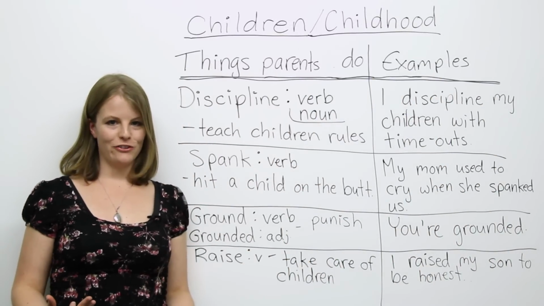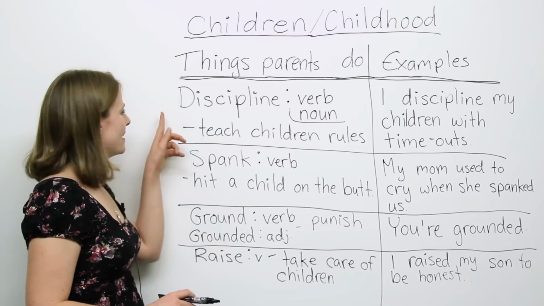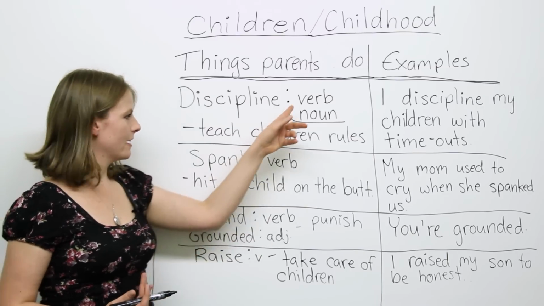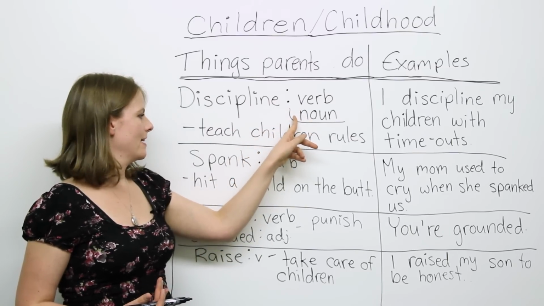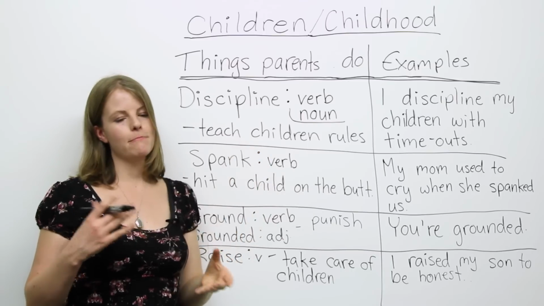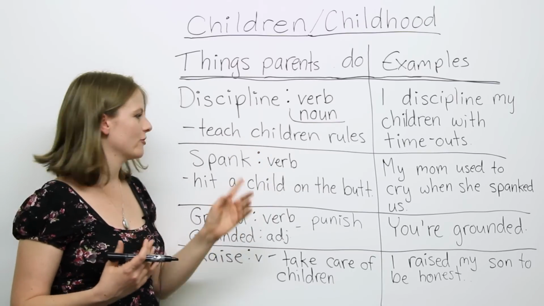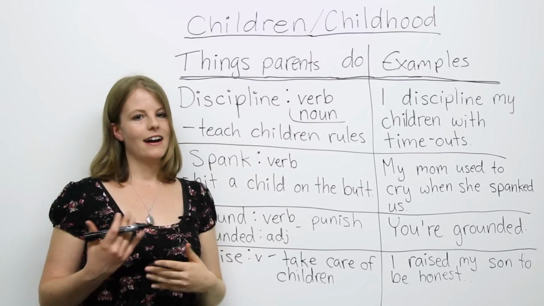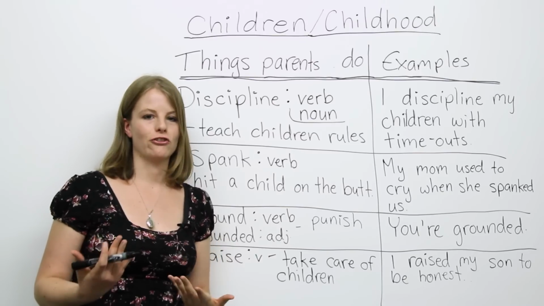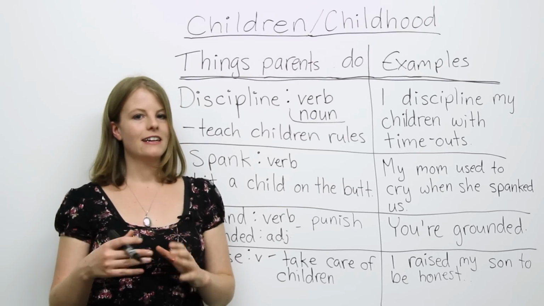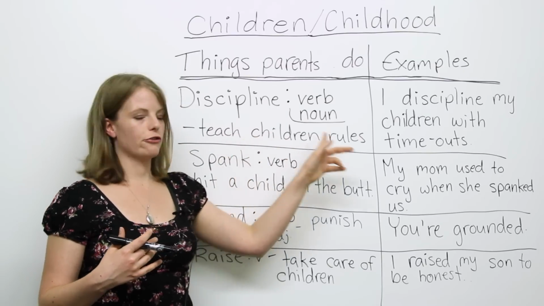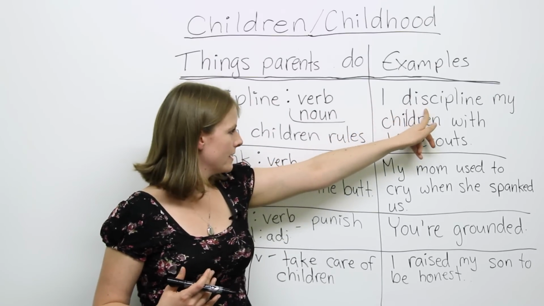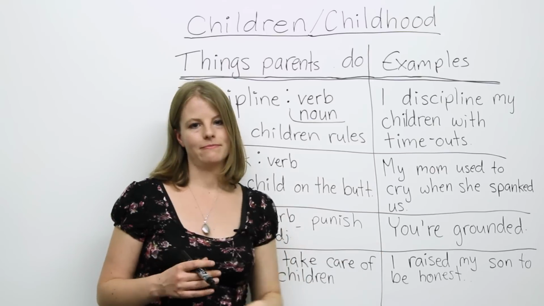Okay, so what do parents do? Well, one thing they do is they discipline their children. So discipline can be a verb or a noun. And it means, so some people have different definitions of this. One definition is, it means to teach children rules. Another definition some might say is to punish children. So you might hear punishment. You might hear, to teach children rules. And so let's look at an example. I discipline my children with timeouts.